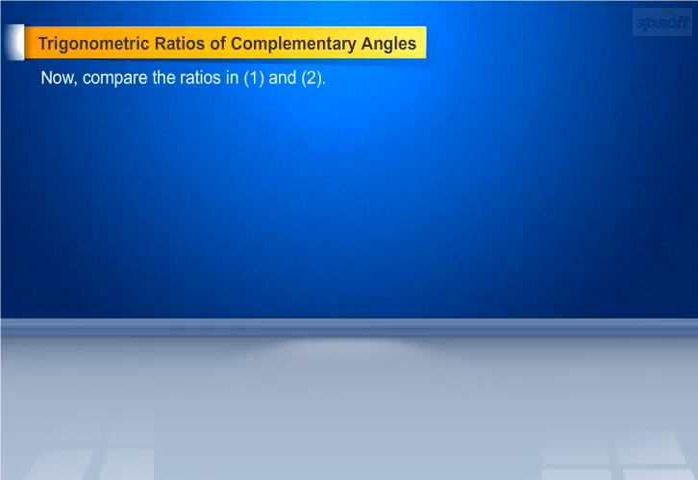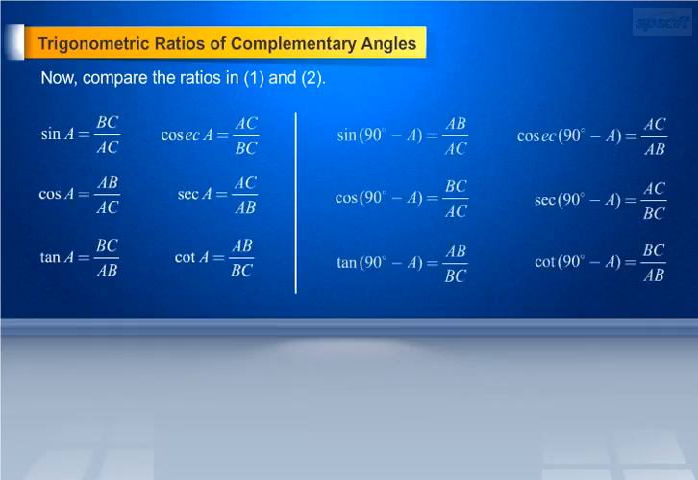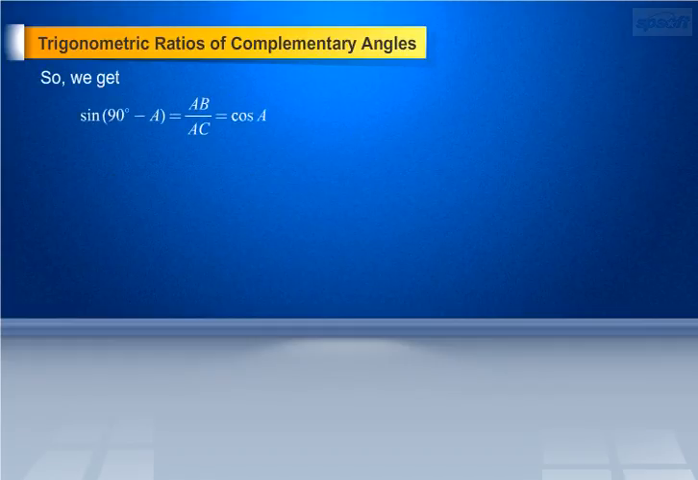Now, comparing the ratios in set 1 and set 2, we notice that sin A equals BC by AC equals cos (90 minus A), cosecant A equals AC by BC equals secant (90 minus A). Cos A equals AB by AC equals sin (90 minus A), secant A equals AC by AB equals cosecant (90 minus A). Tan A equals BC by AB equals cot (90 minus A), cot A equals AB by BC equals tan (90 minus A). So, we get sin (90 degrees minus A) equals AB by AC equals cos A.